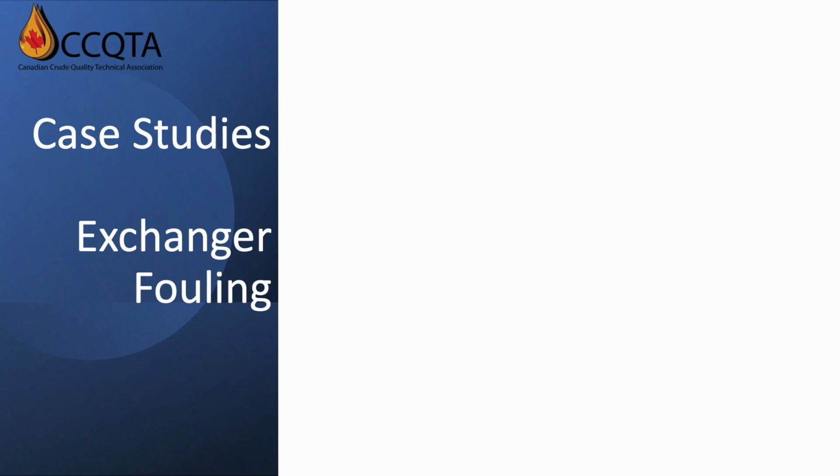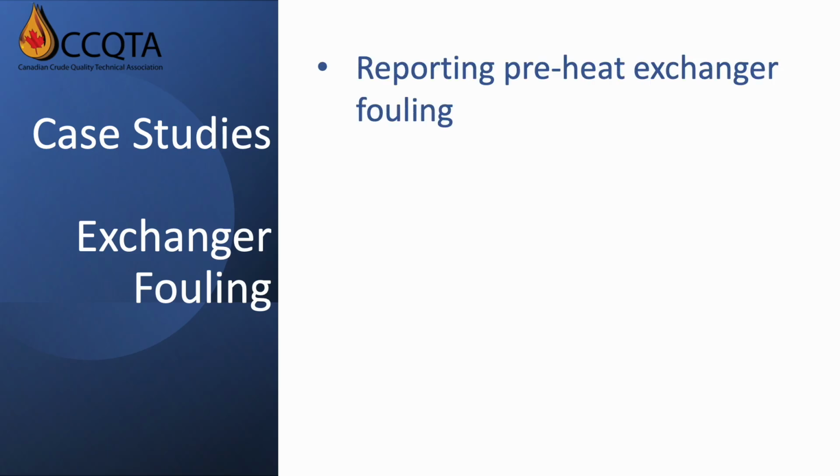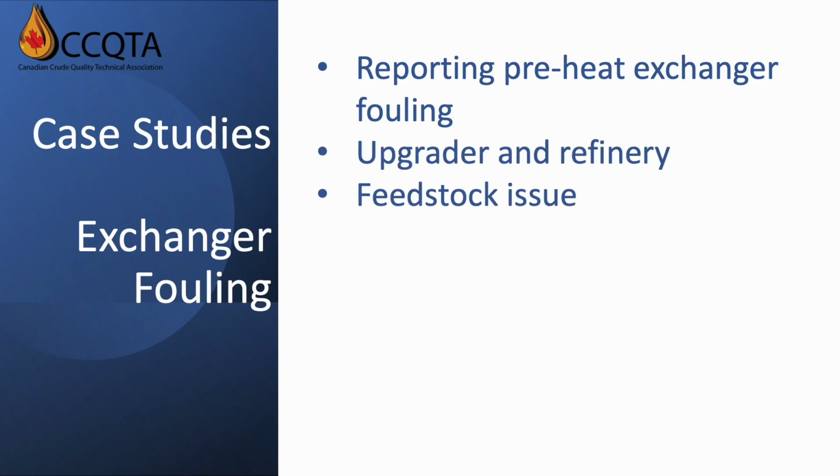Lastly, let me share a case study where production and refining worked together to change practices and resolve a problem. A member recently presented this case study to the CCQTA. They reported fouling in preheat exchangers in both their upgrader and refinery, which pointed to a potential feedstock issue. They could tie feedstock issues back to the production because it was their own production.